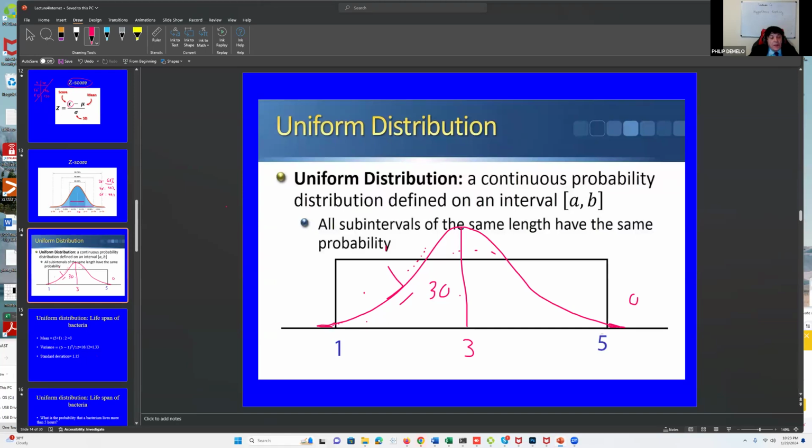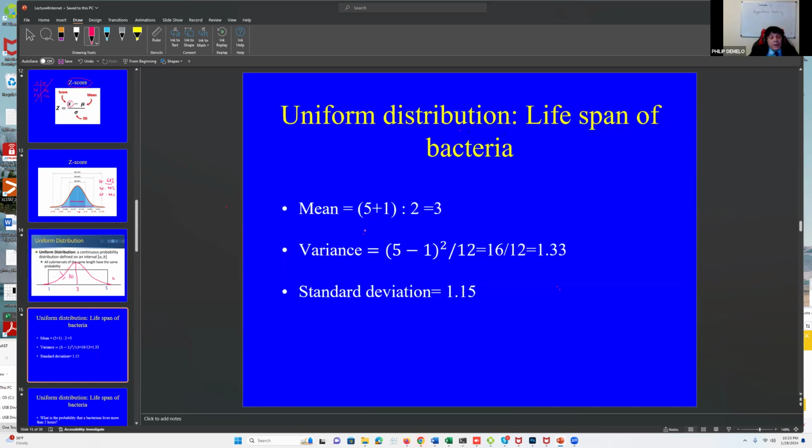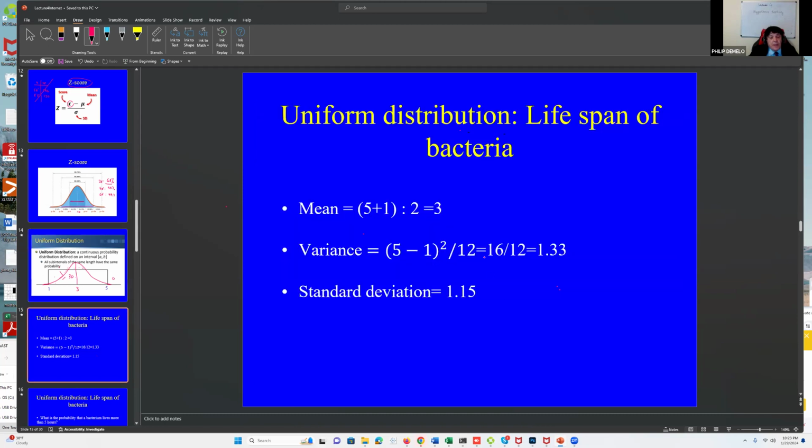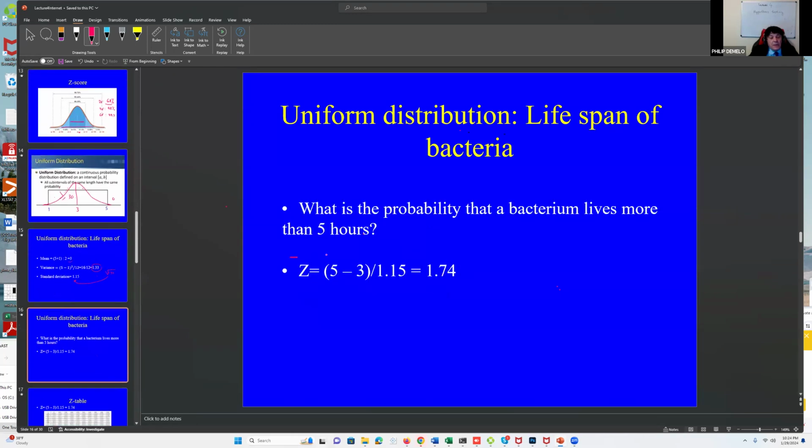Yes, it is true. So I will have something here, and we will just solve what we will have. The mean of this uniform distribution will be (1 + 5) / 2, which is 3. And the variance will be (5 - 1) squared, divided by 12. So it will be 1.33. This is the variance of a uniformly distributed function. So when I take the square root of 1.33, I will have 1.15. Now we go to calculate z.